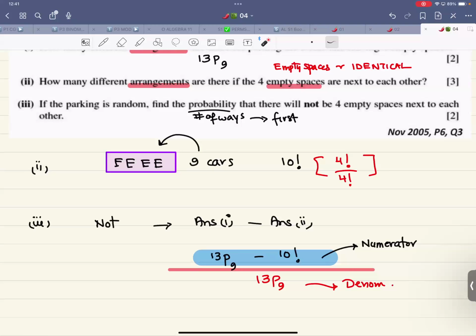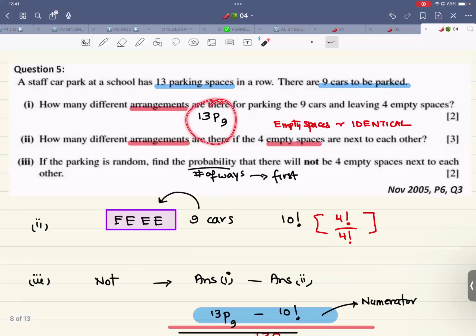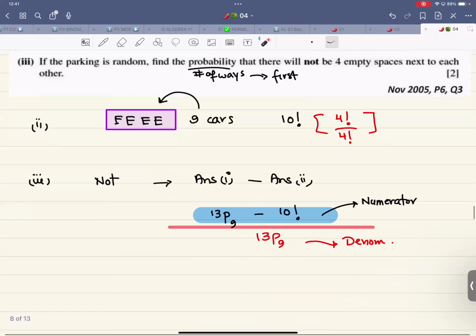Then it says, part 3, if the parking is random, find the probability there will not be 4 empty spaces next to each other. Now, the first thing is they're asking probability. A lot of times people forget that they have to divide also. They have to write down the possibilities. So the number of possible outcomes is 13P9. That goes down in the denominator.